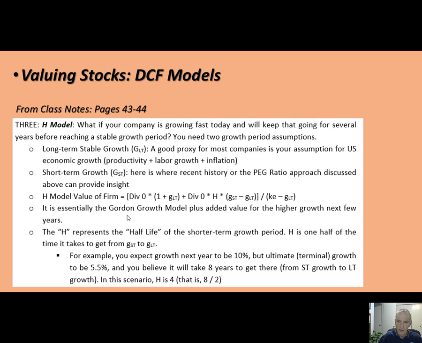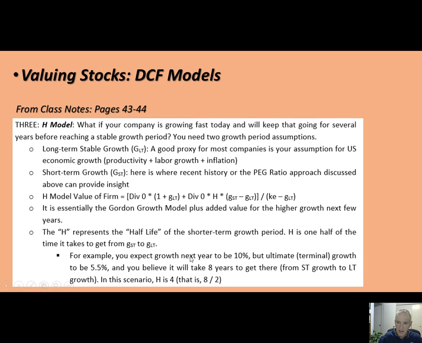With a firm like a Google or an Amazon or Facebook, that can be a pretty significant part of the value of the firm. So it's essentially the Gordon growth model or the dividend discount model plus that higher growth period. And then the H in this model is how long it will take you to get from the short-term growth to long-term growth. You start at short-term growth, and it slowly comes down over time to long-term growth. But how long is that period? The H is that half-life, that midpoint.